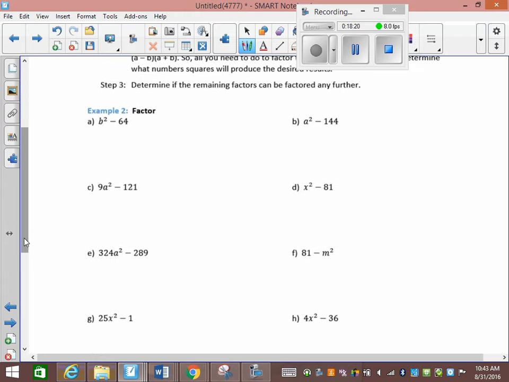No. Then I say, is it a difference of squares? So you have a subtraction sign in front. Well, the only way I can tell is if I square root them and I don't get decimals. The square root of b squared is b. The square root of 64 is 8. So they both work out nice, and we get 2 brackets.